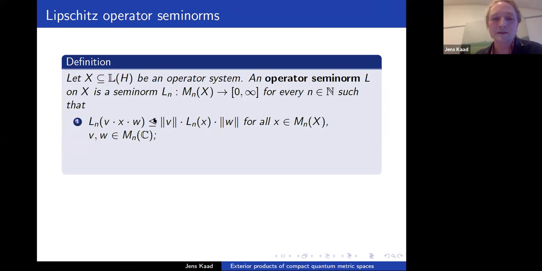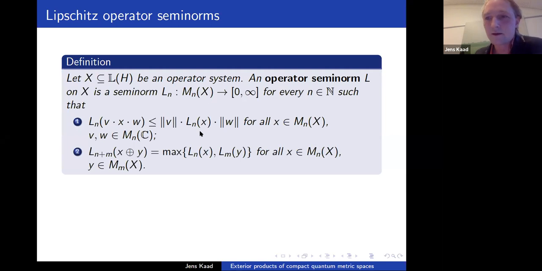Then this seminorm has to be dominated by a product, namely the operator norm of V times the Lipschitz seminorm of X times the operator norm of W. Okay, first condition. Second condition, if I have a direct sum of two matrices with entries in my operator system and I apply my seminorm, then I want to be able to compute this as a max of the seminorm applied to each of the two factors.